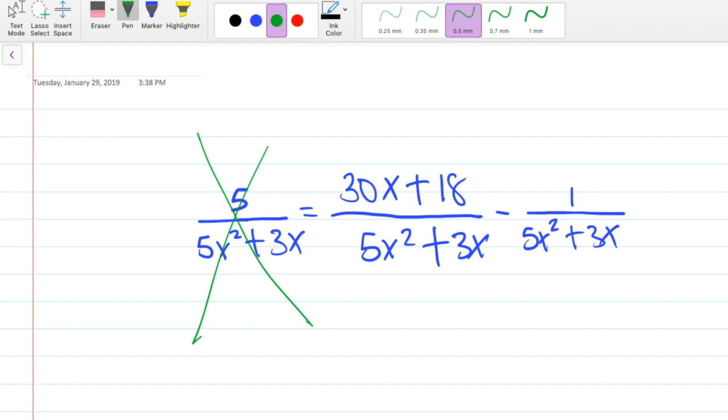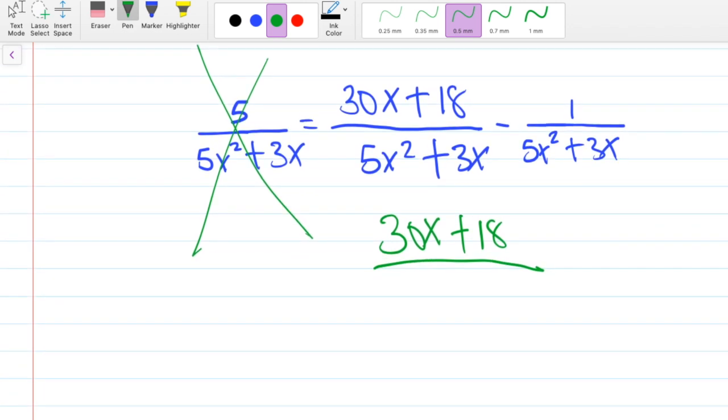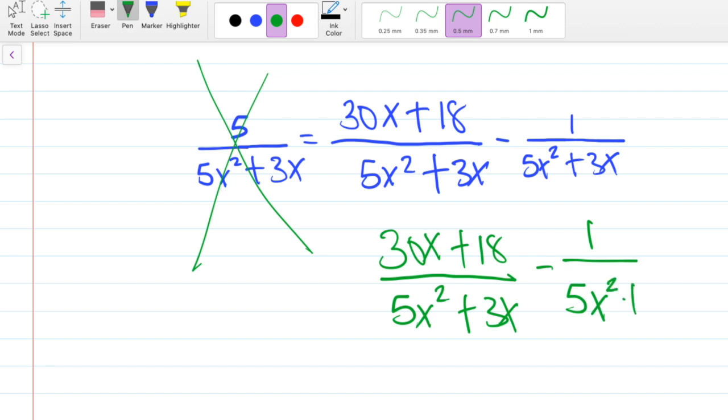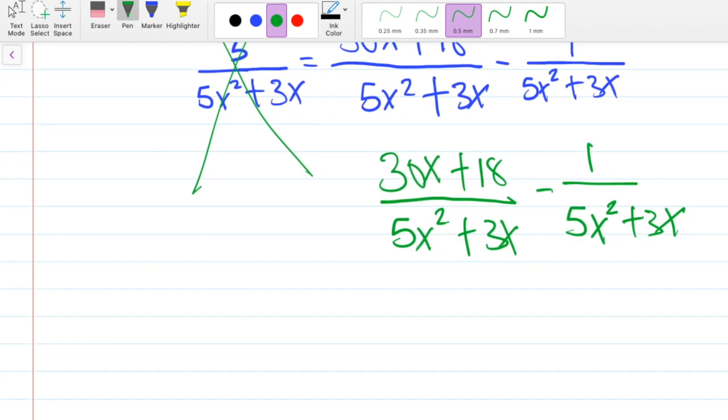So we have 30x plus 18, and I always like to rewrite the fractions or whatever problem I'm doing. You don't have to, but it's just a habit, and it doesn't hurt. If you're short on time, then you probably don't want to do this. All right. So all you have to do now is 30x plus 18 minus 1. And I guess I didn't have to rewrite the fraction.